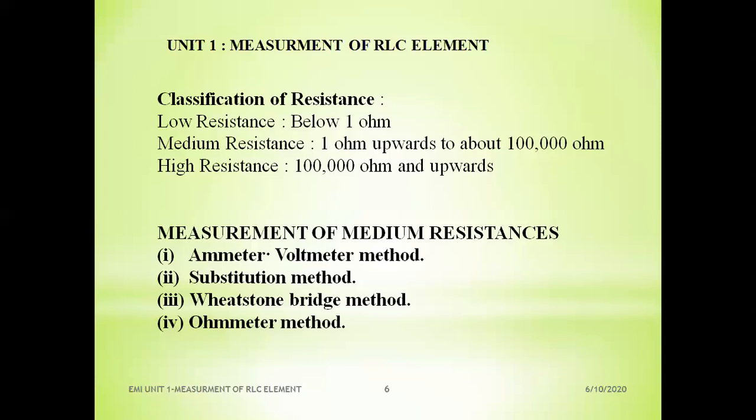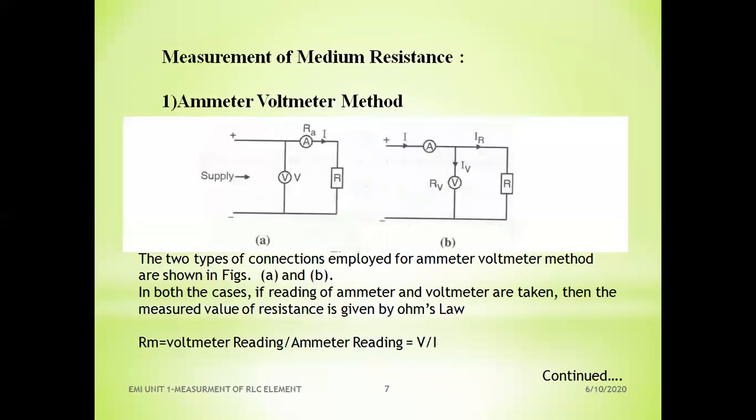Okay, so there are different methods for the measurement of resistance. Today we will see how we measure medium resistances. There are four methods available for the measurement of medium resistances: ammeter voltmeter method, substitution method, Wheatstone bridge method, and ohmmeter method. First, we will see what the ammeter voltmeter method is.